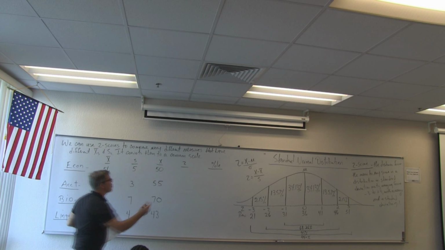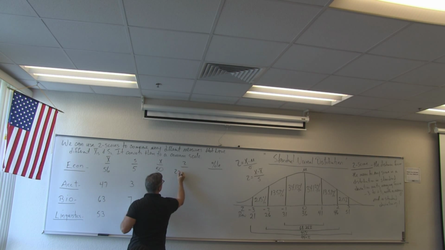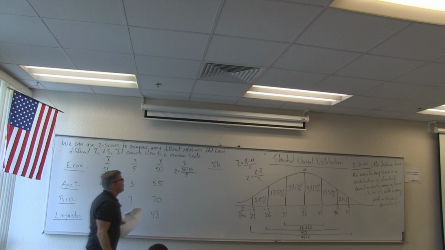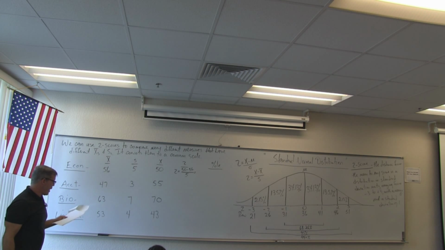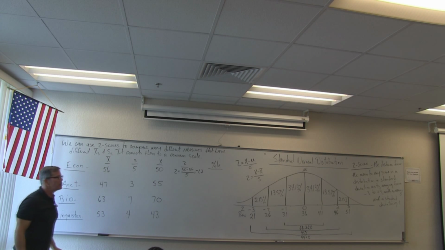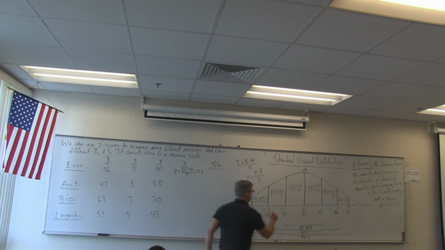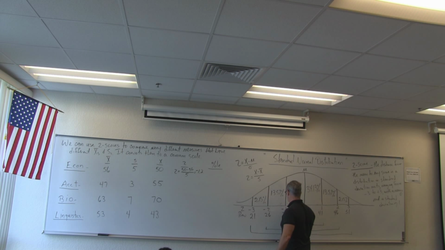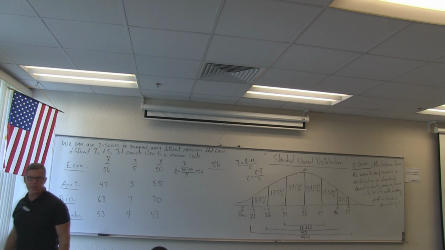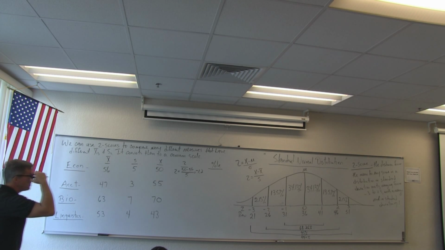Let's compute z. We're going to say z is the score, in this case 50, minus the mean, 56, over the standard deviation, 5. This looks like negative 6 over 5, or a z of negative 1.2. Z is negative 1.2. Z is right here. Everybody go to a z of negative 1.2 in your z tables, please, and tell me what that number is.